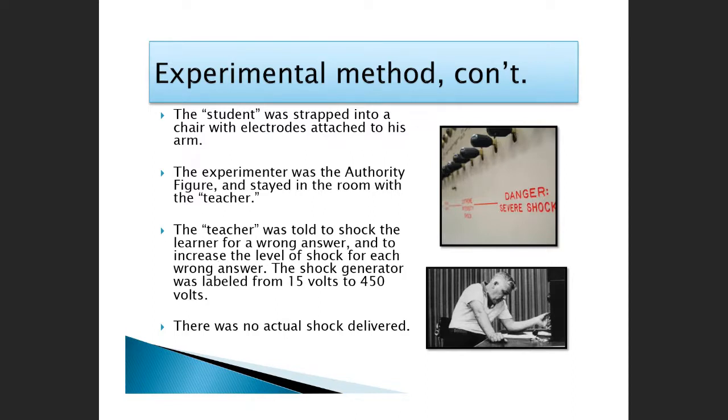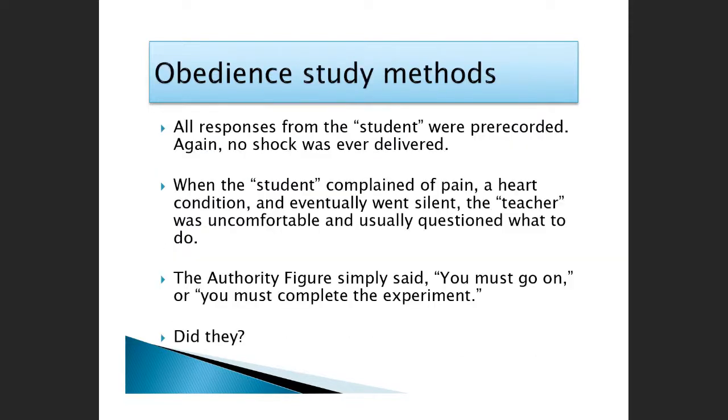And why is that significant? Because at 45 volts, you know that that's a mild shock. You know what that feels like. It's mildly painful. So you can't pretend that you didn't know that it could hurt to get shocked. And the shock generator went up to 450 volts, which is 10 times the 45-volt sample that they felt. So if you're giving somebody 450 volts of electricity, you know that it's pretty painful based on what you had just experienced as the teacher. But other than that, one test shock, no actual shock was delivered.